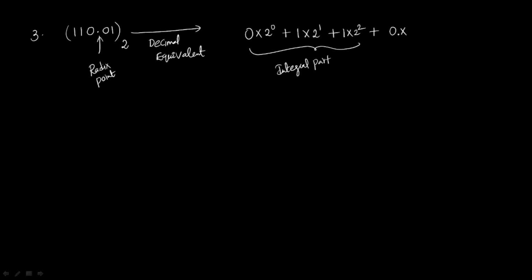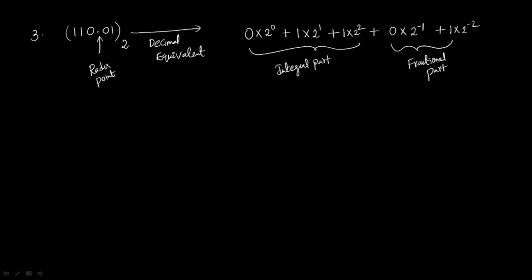Now, for 0, which is after the radix point, you will get negative powers of 2, because 2 power 0 is the lowest. Below 0 you have minus 1. So I can consider the weight for this as 2 power minus 1, plus the next coefficient is 1, so 1 into 2 power minus 2. This is for the fractional part. This is the way of finding the weightages and the product of coefficients and weightages for a fractional part as well as for the integral part.